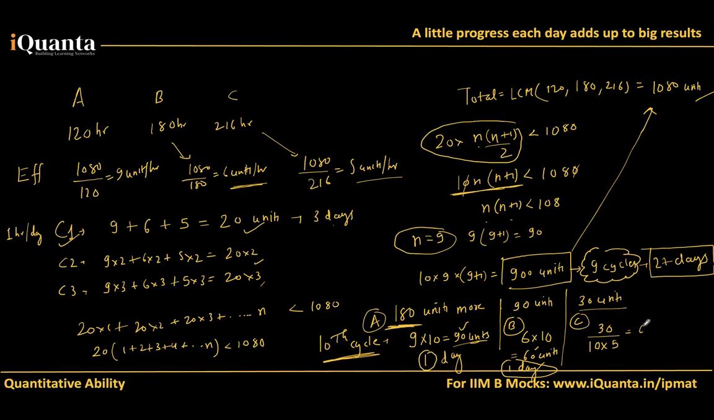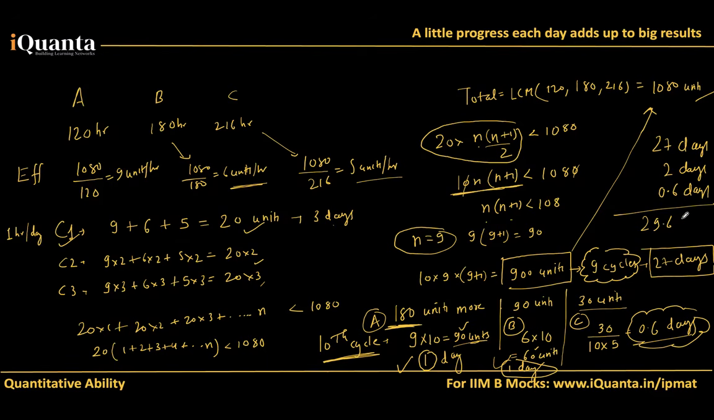So 30 by 50 is 0.6. That means we are going to require just 0.6 days for C to complete those last 30 units. So how many days do we have to count in total? These 27 days for the initial 9 cycles. Then one day in the 10th cycle, we took 2 more days, A and B, and C took the last 0.6 days of the 10th cycle. So that totals to 29.6 days. And that is how you have to find out your answer.